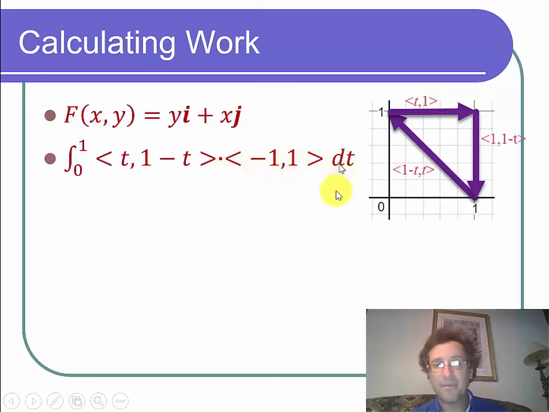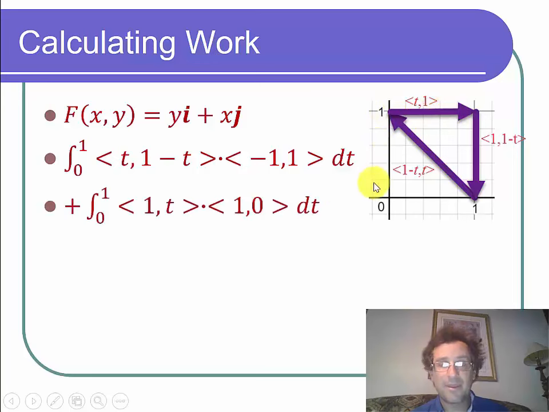Then we're going to have plus... Now we have to find the work done as we move along the second line segment. So in this case, y is equal to 1. There's our 1. And x is equal to t. There's our t. And then the derivative of the vector valued function is 1, 0, so that's 1, 0 dt.